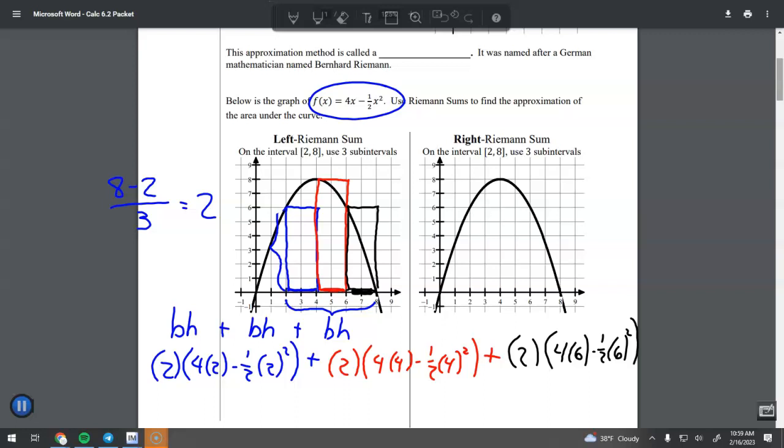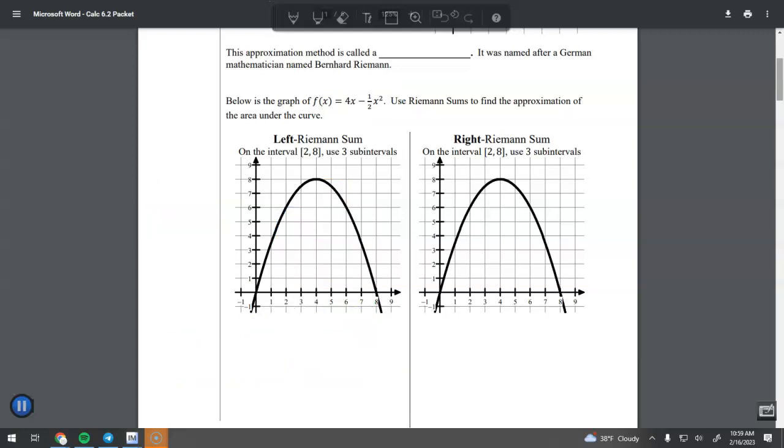All right, so the right hand one. We're still using 3 subintervals, so my distance is 6 units long, dividing by 3 subintervals. So every base is going to be 2 units wide. I'm going from 2 to 8 again. So I'll color code it. My first base times height, well, my first base is 2. All the bases are 2.